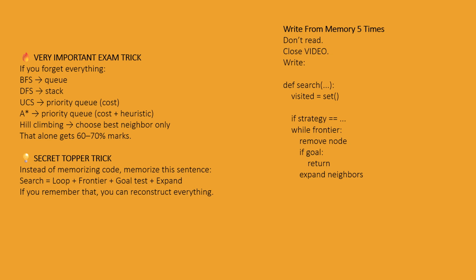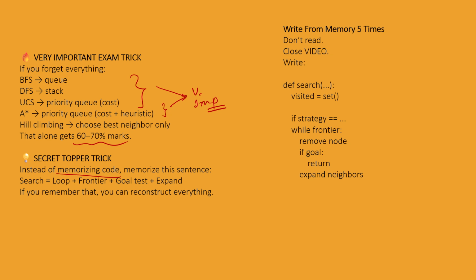Now, very important exam trick. If you forget everything, just remember BFS uses queue, DFS stack, UCS uses a priority queue because there's a cost associated. A star uses priority queue, cost also, heuristic also. Hill climbing chooses the best neighbor only. That alone can fetch 60 to 70% marks because these four, the upper four, this one also. This is very important.